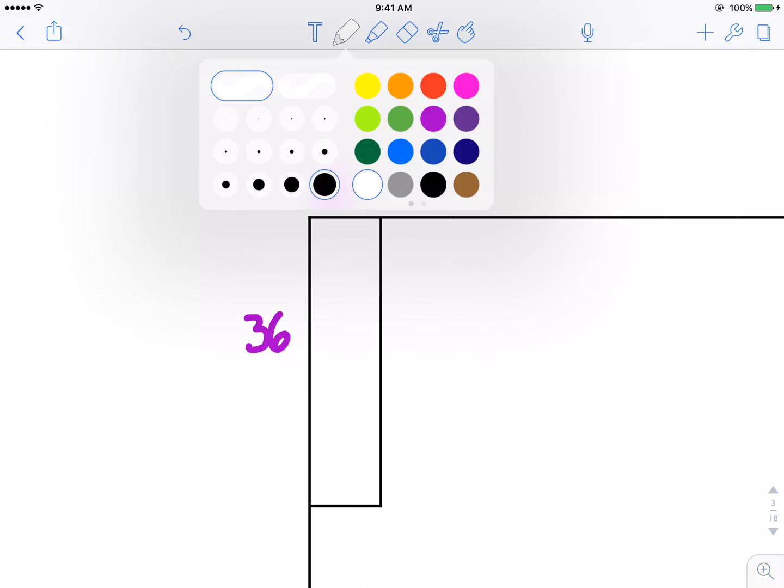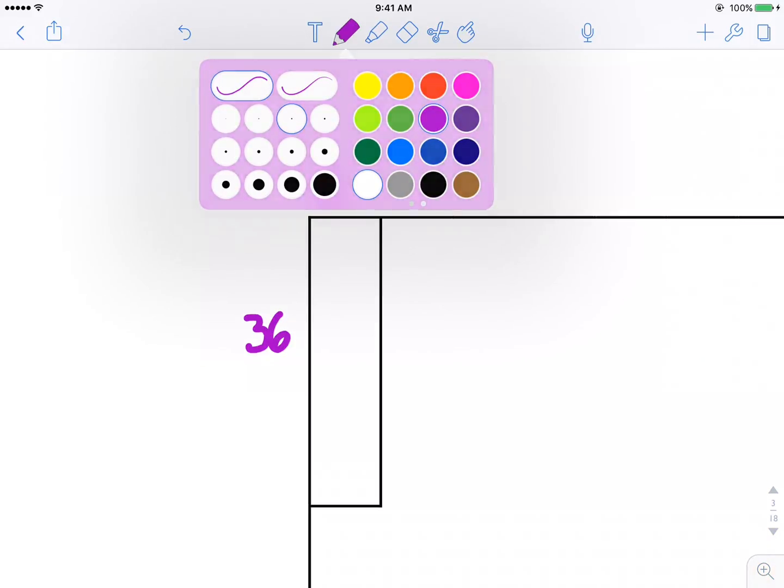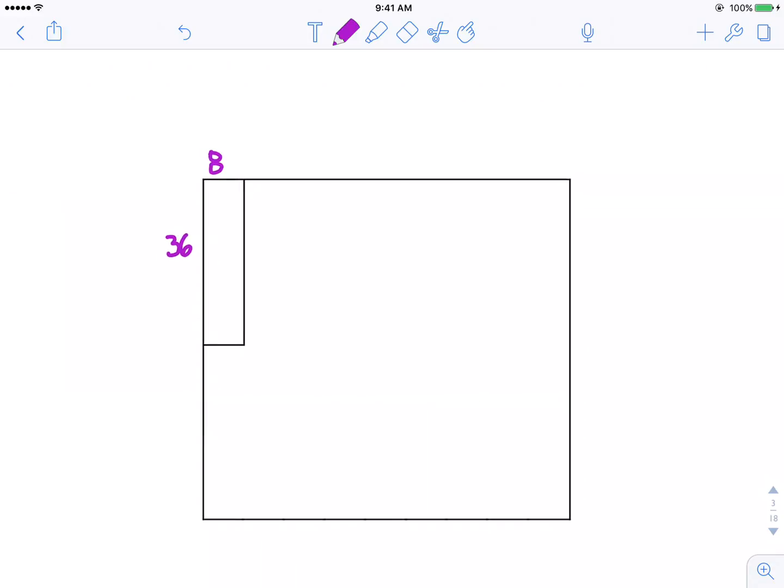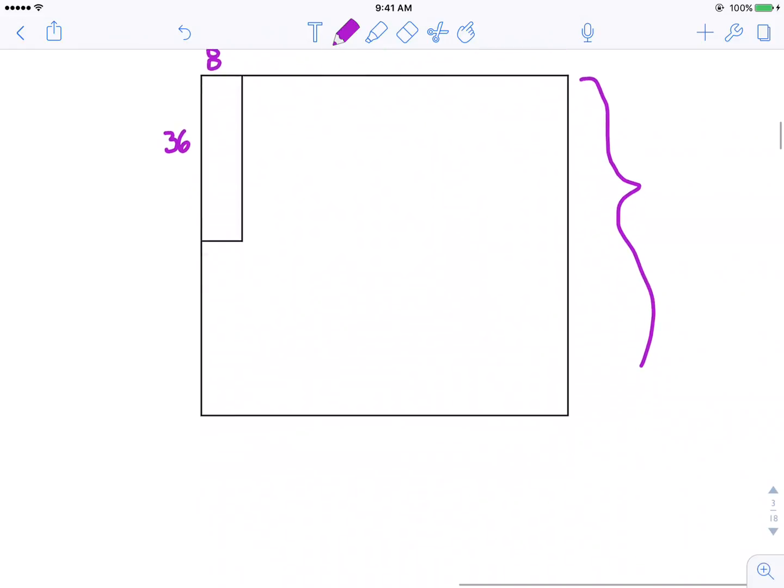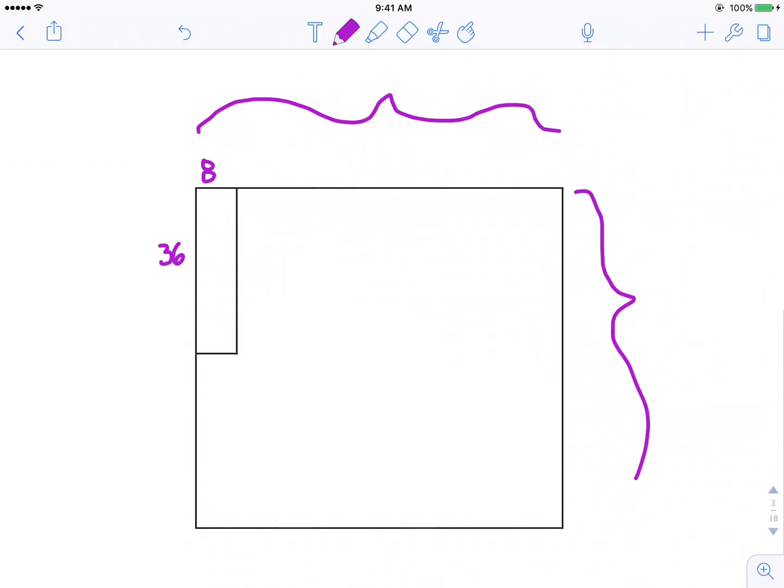So now that we've done that, I can say, okay, well, if I need to eventually create a square with pieces that measure 8 by 36, it's got to be a square, which means this dimension has to be equal to this dimension, whatever it happens to be. What I'm going to be looking for is the lowest common multiple between 8 and 36.